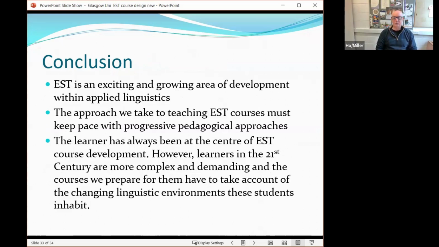I still think ESP is quite an exciting and growing area of development within applied linguistics. And part of that, of course, is because we're just adding to our knowledge all the time. Especially with the advent of technology these days, we just need to keep up with what the students are doing, how they're communicating with each other, and perhaps bring some of it into our course development so that it's relevant to the students as well. It's what we might call a progressive pedagogical approach.